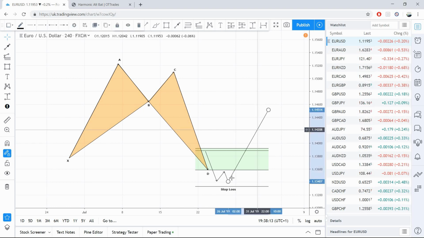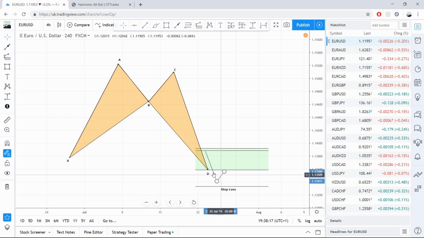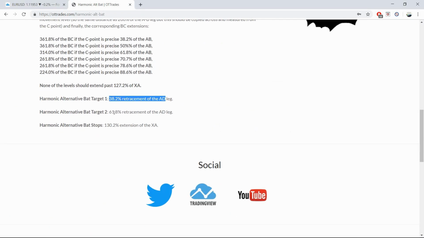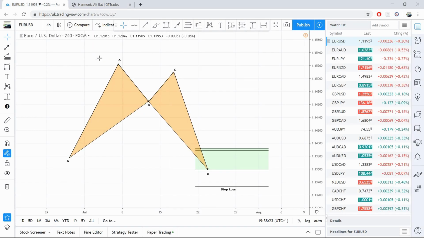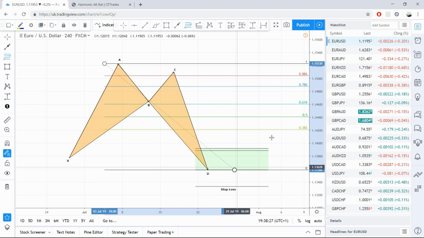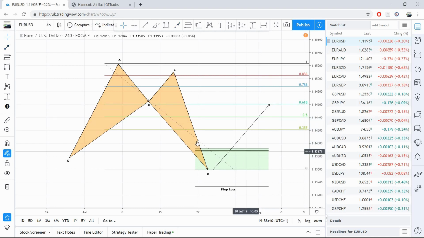Speaking of risk to reward ratio, let's put in our targets now. So the targets are, again, conventional, 382 and 618 of the A to D point. 382 and 618 of A to D. So you're looking at price to enter this level and reverse up to target 1, 382, and target 2, 618 of that A to D leg.